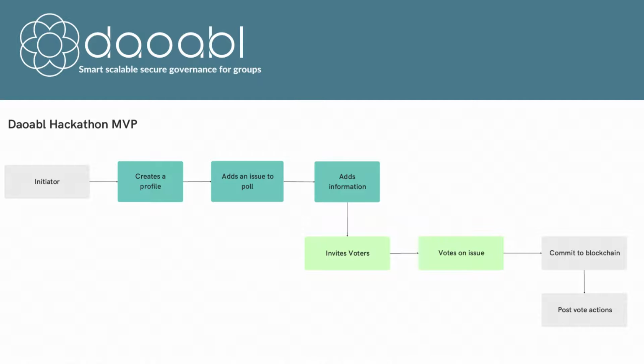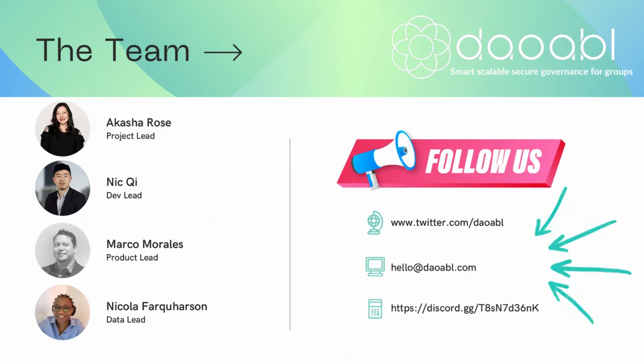Here's the summary of how our blockchain MVP works. At core of a DAO is voting on issues. In the DAOABLE MVP, there's an initiator who creates a profile. They add an issue to poll. They add information that people need to know how to vote on that issue. They invite voters. The voters vote on the issue, and it commits to the blockchain with post-vote actions.